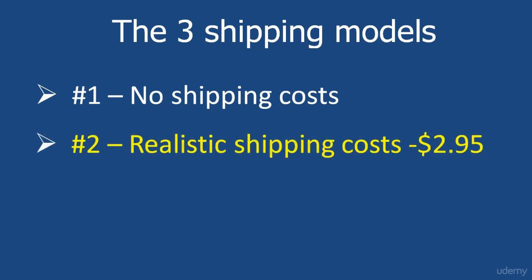The second one, and it's in yellow because this is the one I use, I call it realistic shipping costs. So if I'm selling something for $20, I think I can add on $2.95 quite happily. The customer won't balk at that. So I'll actually sell the product finally at $22.95, so the customer will actually pay the shipping. So it's not impacting the bottom line for me.